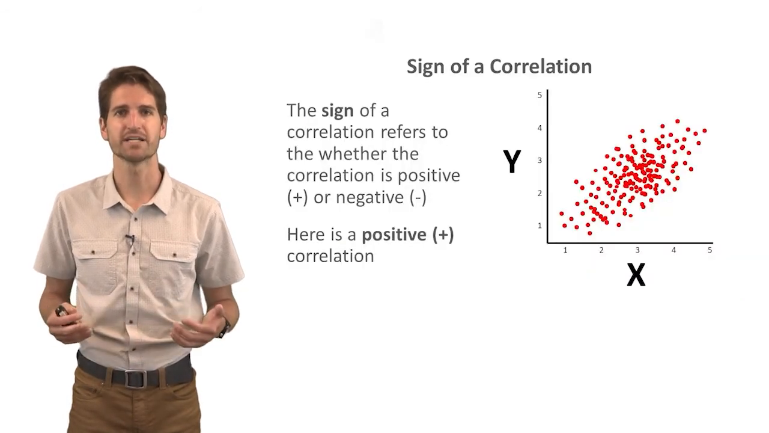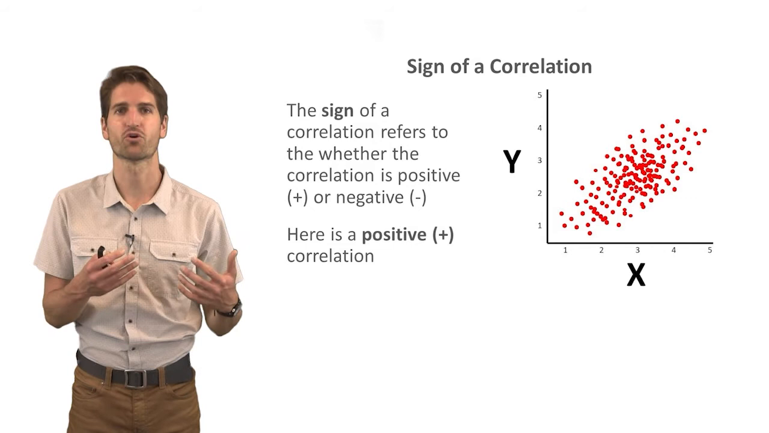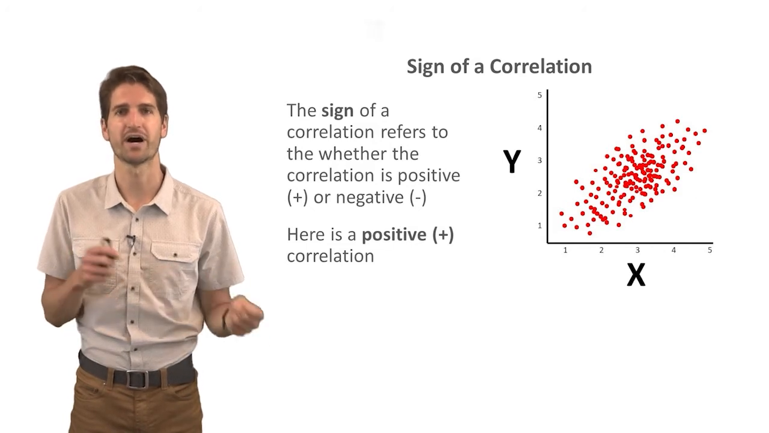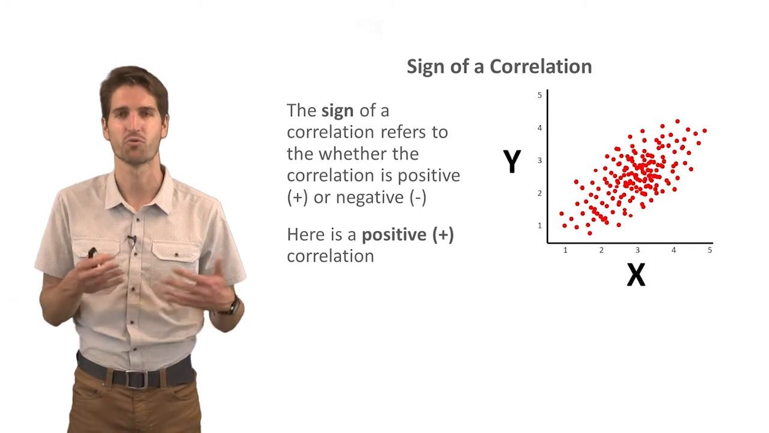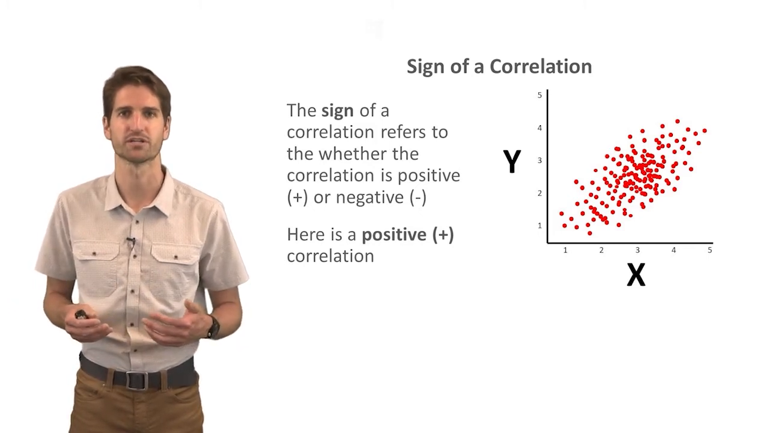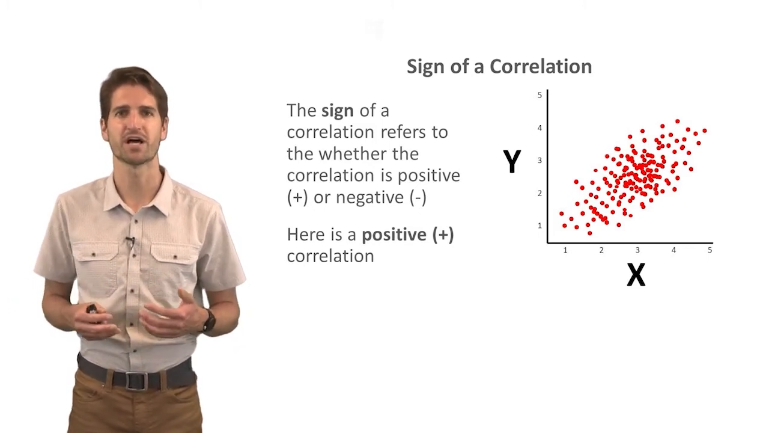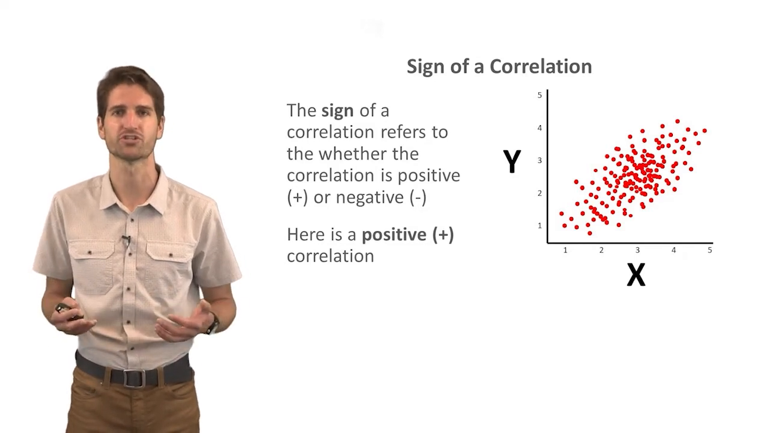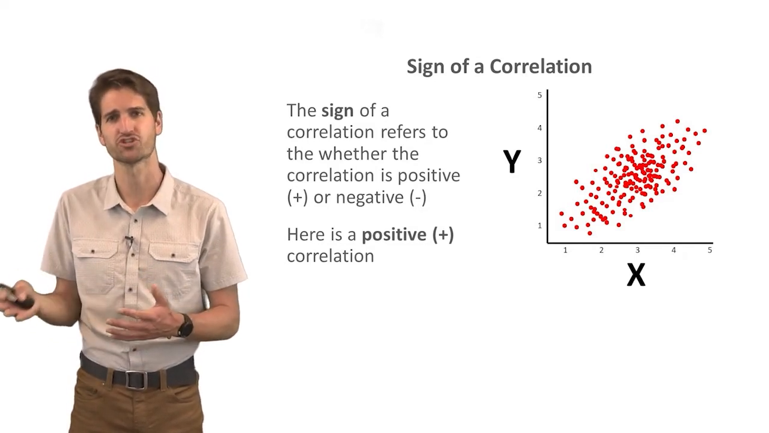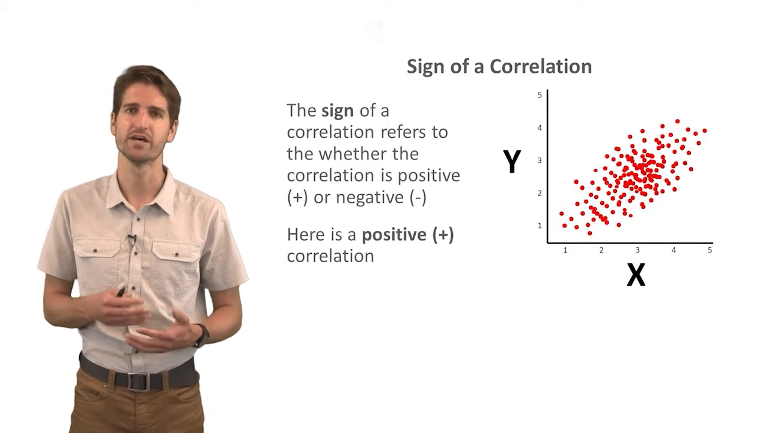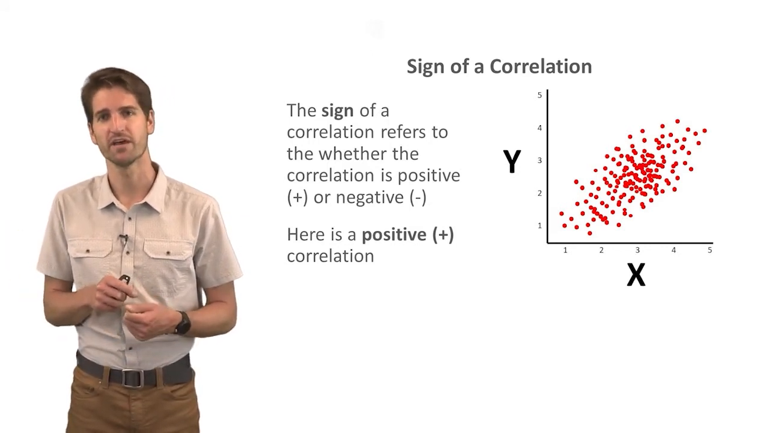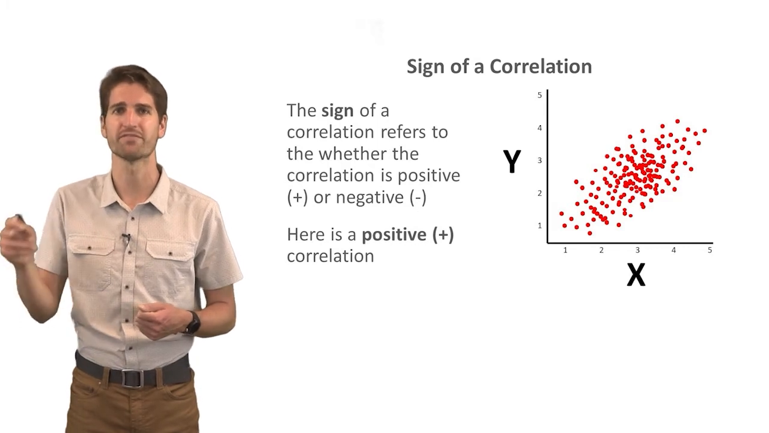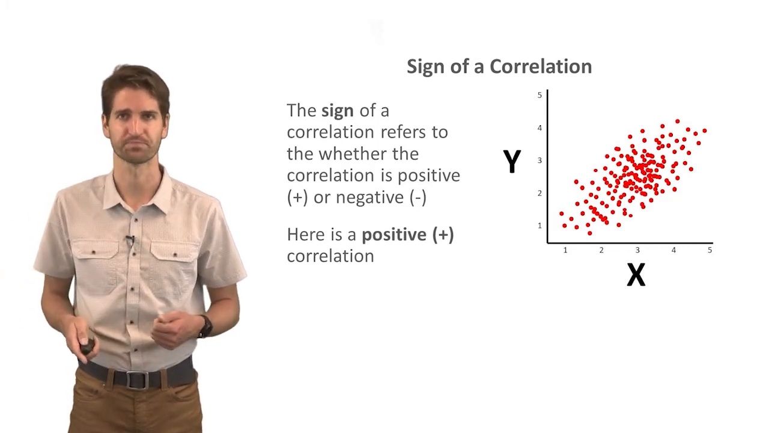Okay, so now let's talk about sign and magnitude in the context of correlation. By sign, I'm referring to the fact that a correlation can take on the value of positive or negative. This tells us the direction of that linear relationship when we're talking about a Pearson product moment correlation. Here you can see with this scatter plot, this is illustrating a positive correlation. Hopefully you can see that the relationship between variable x and variable y shows more or less an upward linear trend, so a positive relationship.